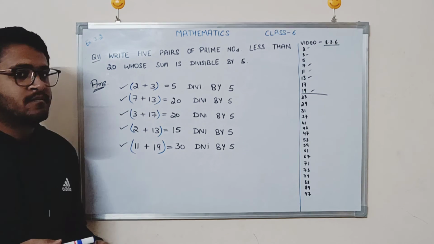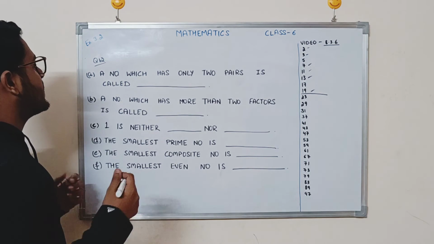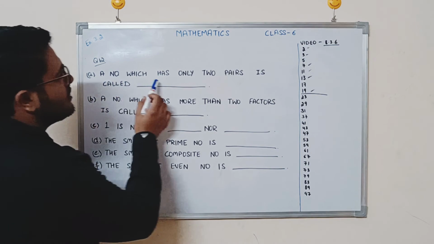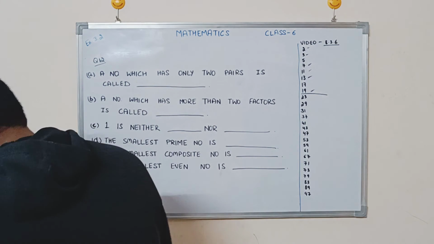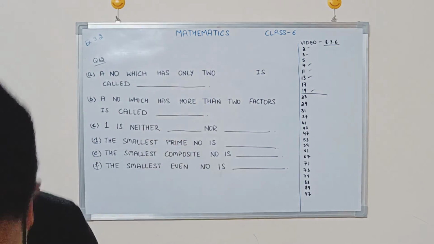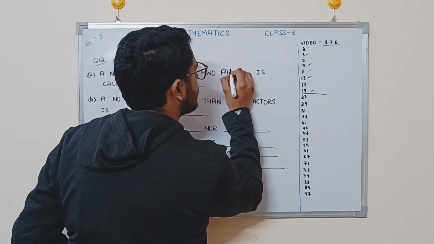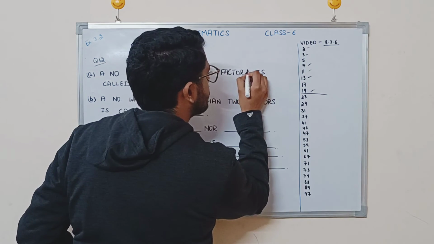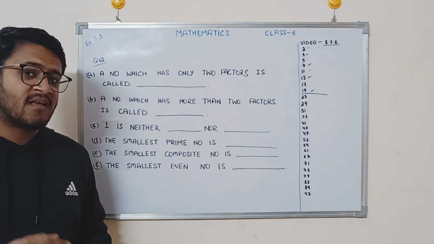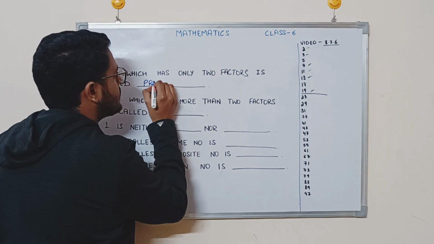Now let's come to the last question of this exercise 3.2 of NCERT. These are fill in the blanks. The first part: a number which has only two factors. A number which is having only two factors is called what? A prime number, right?